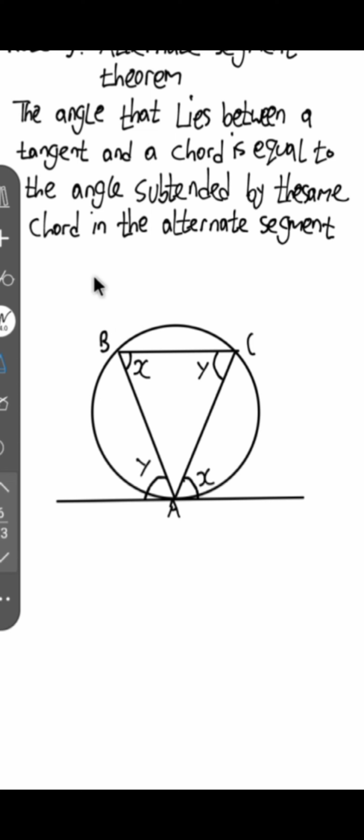Now, the alternate segment theorem. This law is a little bit difficult to understand in a particular question, but we can still understand it. The angle that lies between a tangent and a chord is equal to the angle subtended by the same chord in the alternate segment, which means x here is equal to this. If here is 50, here will be 50. If here is 80, here is going to be 80. Now, I think all the main laws we have already talked about. So now let's solve some questions using these laws.